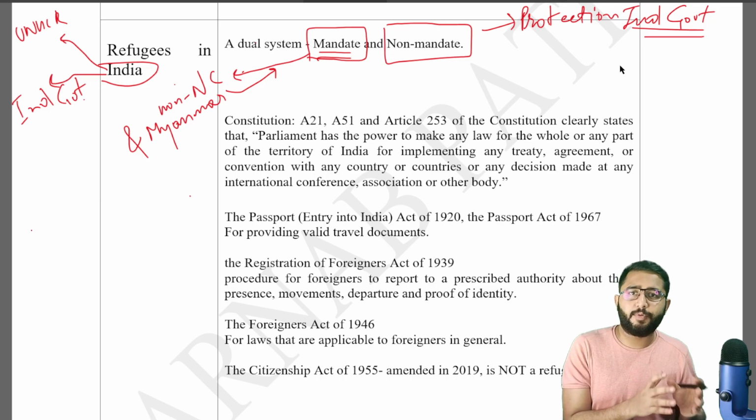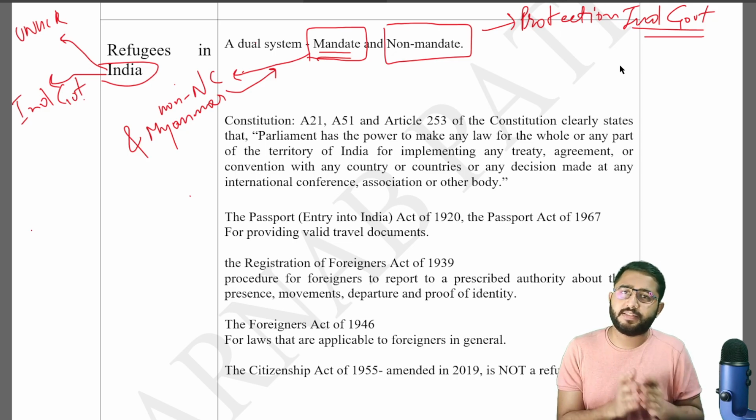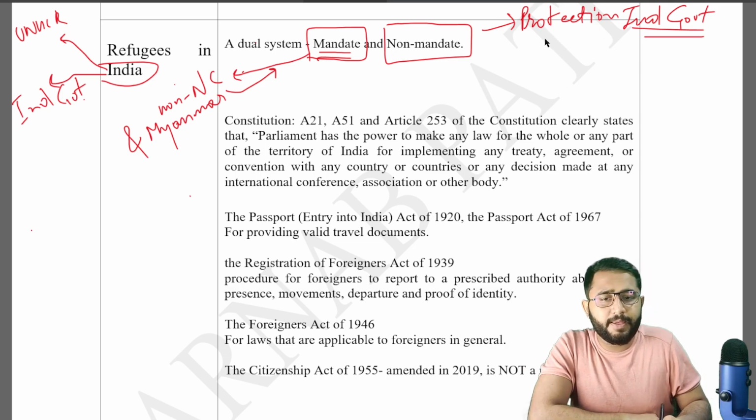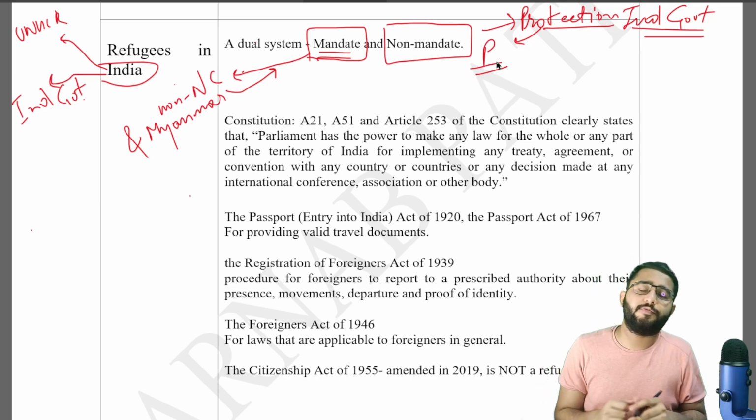If they are being provided all the assistance by the government itself, they don't need a third party here. Now, it'll be much easier to understand it if you look at the examples. The first example is the partition that happened in 1947.